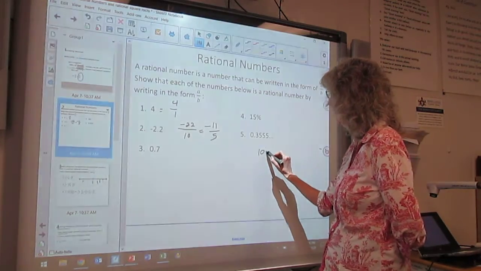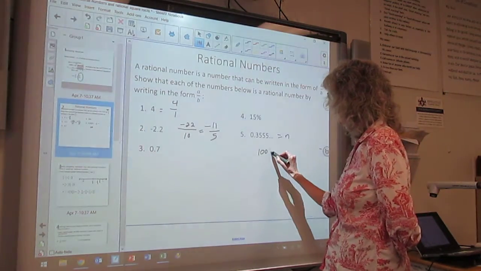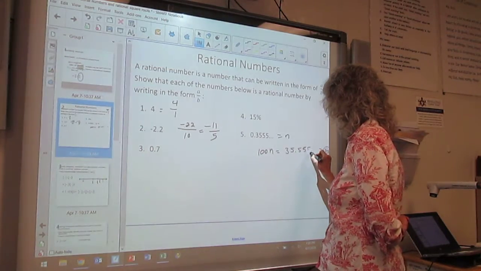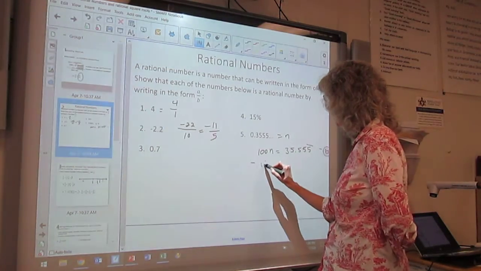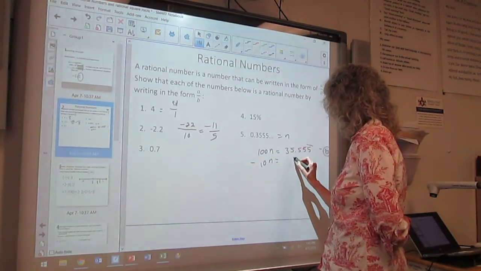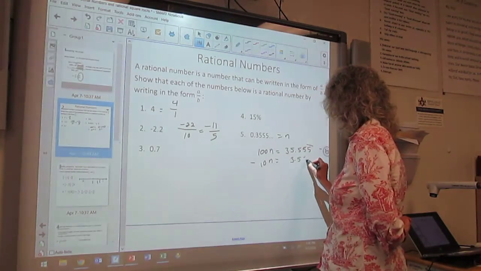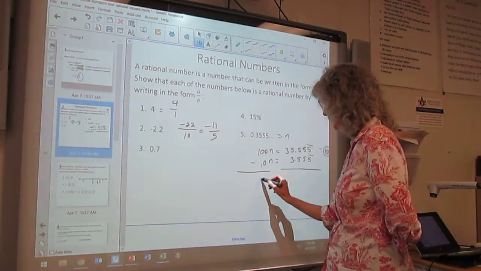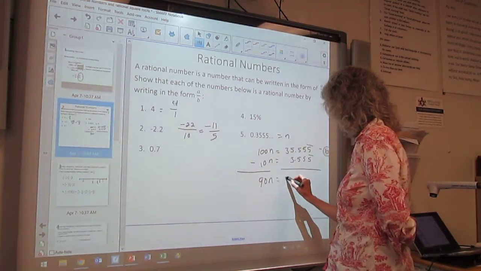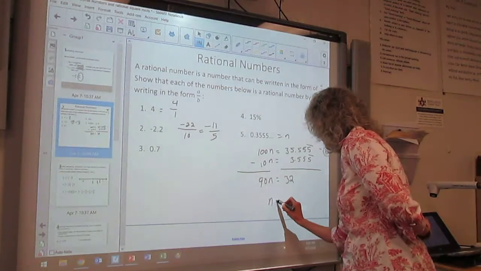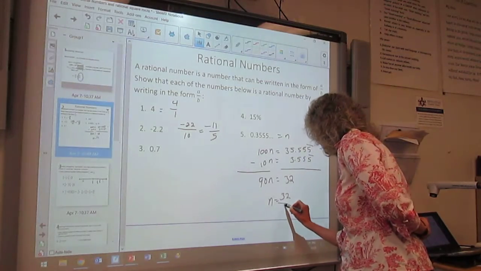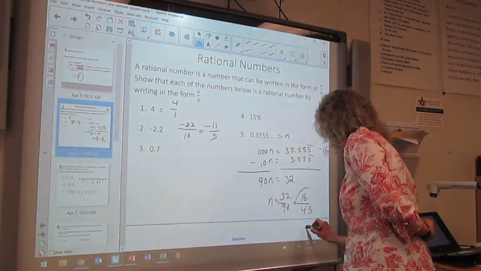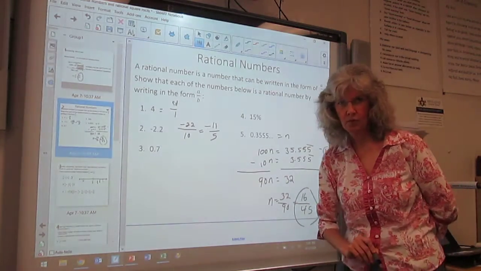I'm going to let this equal n, and take 100n, which is going to equal 35.55 repeating. And I'm going to subtract 10n. Now, why did I do that one a little differently? Well, because I just figured out that that's how I'm going to get all my decimals to cancel. And I get 90n equals 32, and n equals 32 over 90, which equals 16 over 45.